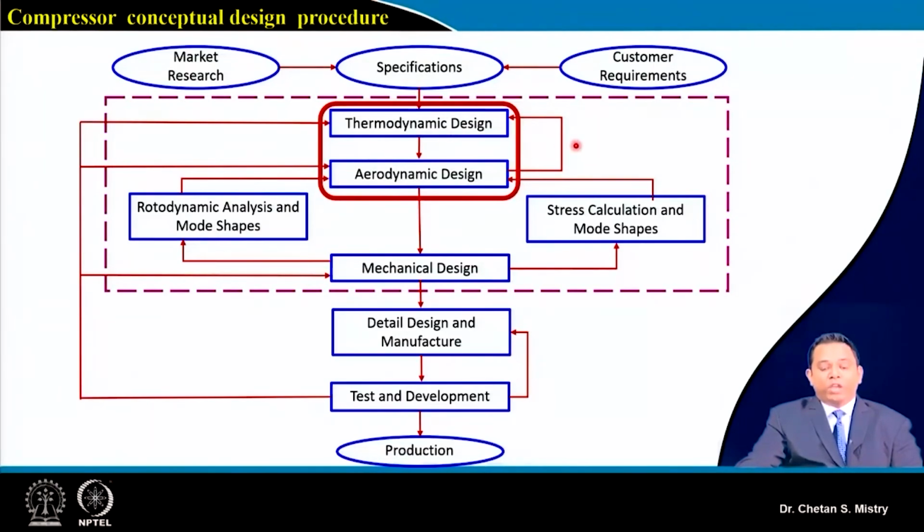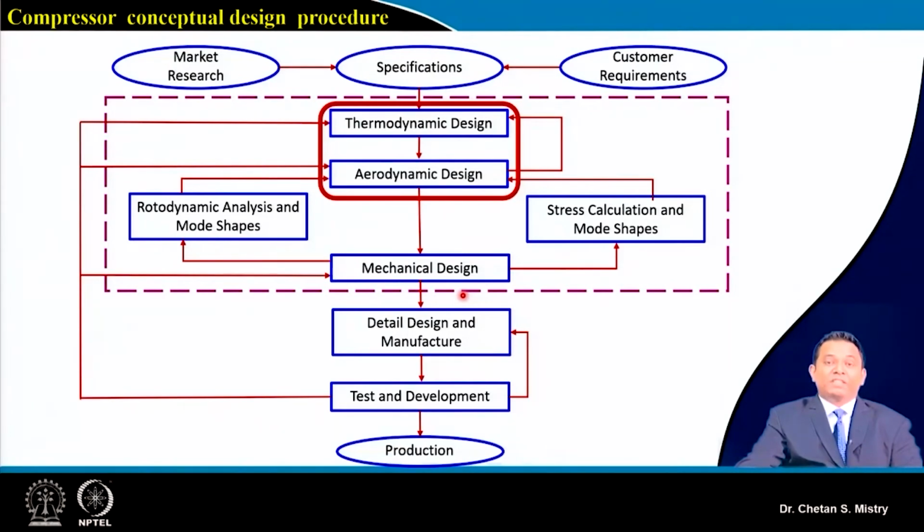Now, once we go with this design aspect, this is the overall design. Once this is done, we need to go with the detailed designing. What we are discussing in this class is the aerodynamic design of blades. We are not discussing the shape of my hub, or how I will fix this blade on a rotating disc. We are not discussing how we fix our stator on our casing.